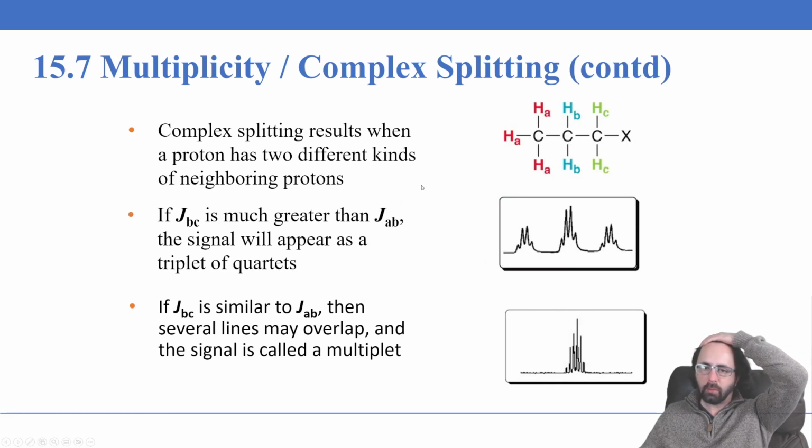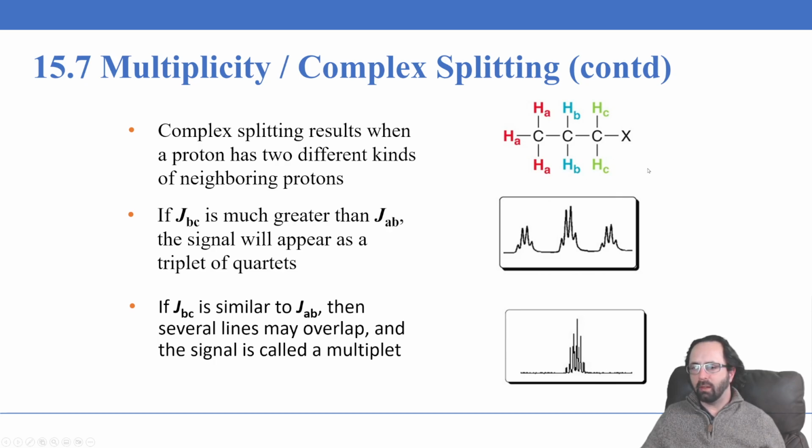Complex splitting results when a proton has 2 different chemically distinct neighboring protons with significantly different chemical shifts. If JBC, the coupling constant between B and C, is much greater than JAB, then the signal will appear as a triplet of quartets. So the primary splitting here would be a triplet due to the two hydrogens on C, but then the secondary splitting would be into a quartet with smaller J coupling values. So you see that triplet of quartets. If JBC and JAB are very similar, then you will not see this complex splitting.